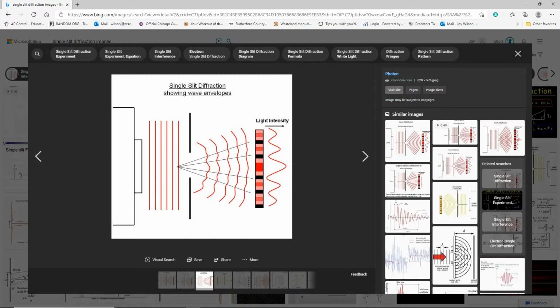So these in-between states, depending on whether you're a positive person or a negative person in your outlook, you could call those partially constructive regions or partially destructive regions.